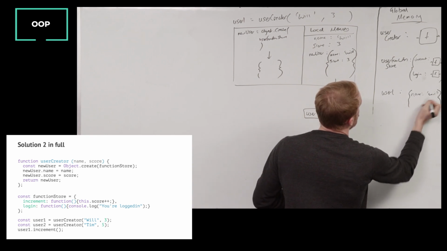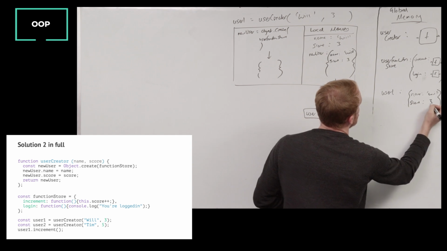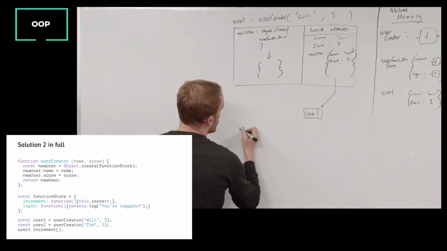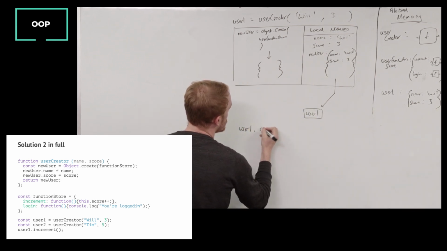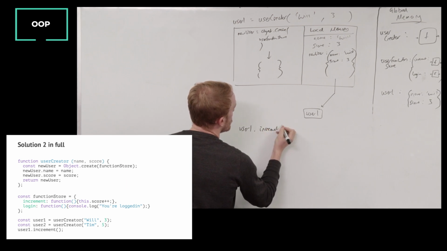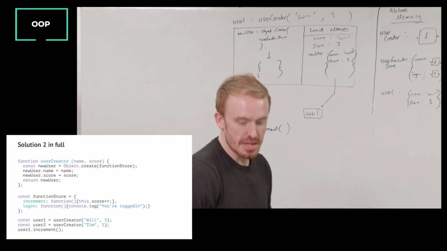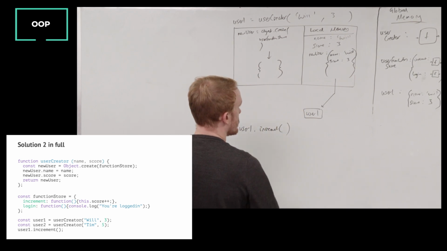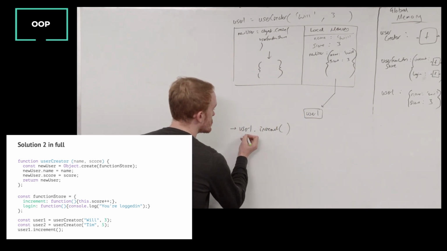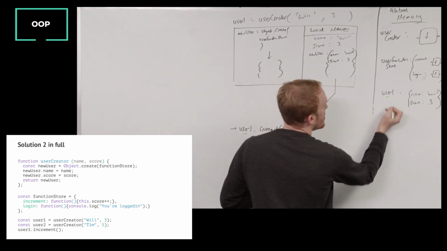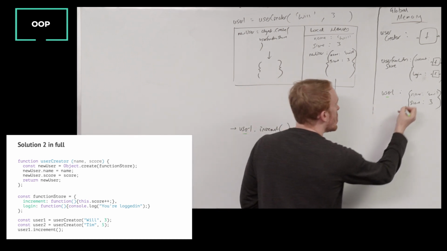Can we do our all hallowed thing of running on user1 the all important increment functionality? Can we do this? Talk me through it, Mejan. Left-hand side first, where do I look? So on the user1 object itself. Do I find an increment function? Not directly. No, I do not.